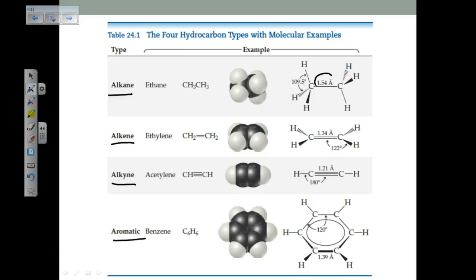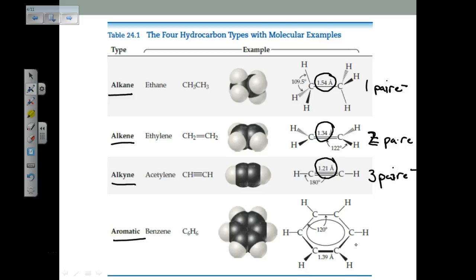Notice here, this is the longest bond. This one is the next longest, and the shortest of all of them is the triple bond. This one only has one pair of electrons holding it together, so it's not as tightly held as this one, which has 2 pair of electrons, and this has 3 pair of electrons holding it together. The more pairs of electrons holding it together, the tighter and closer it is.